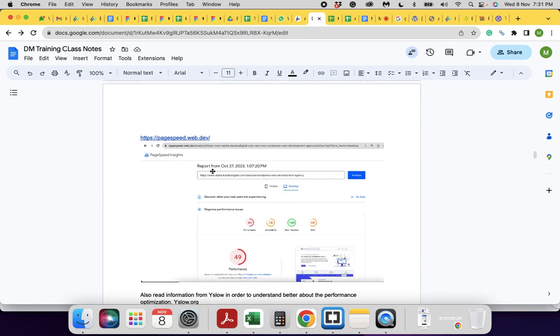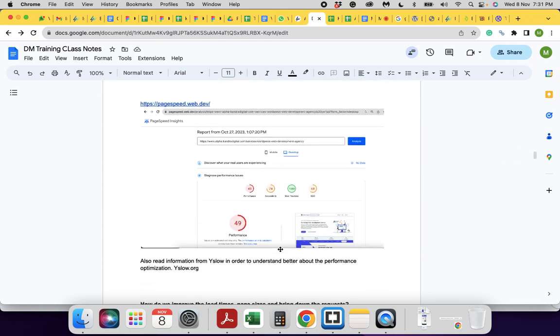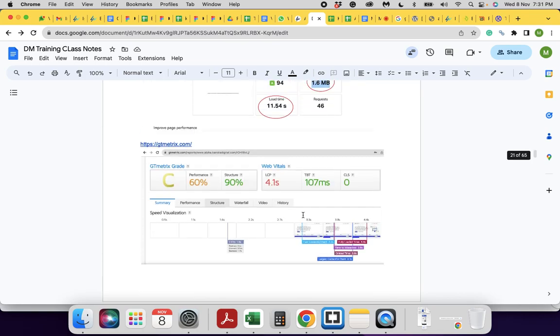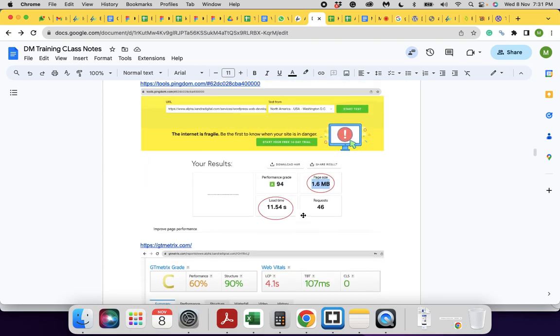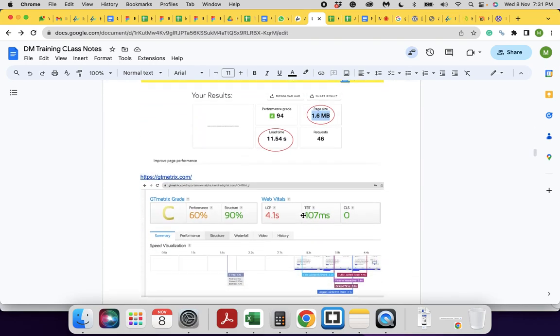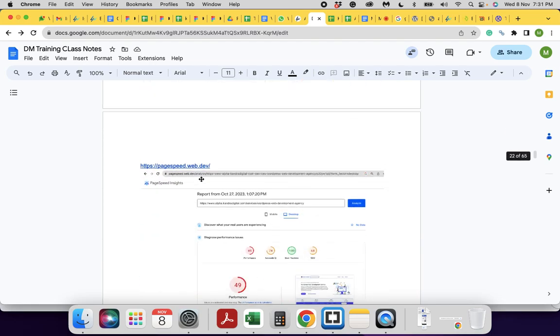So this is Google PageSpeed Insights. This is GTmetrix and this is tools.pingdom. We discussed all this while we were discussing technical SEO, and have given the links as well. If you click on this, it says Google PageSpeed Insights.